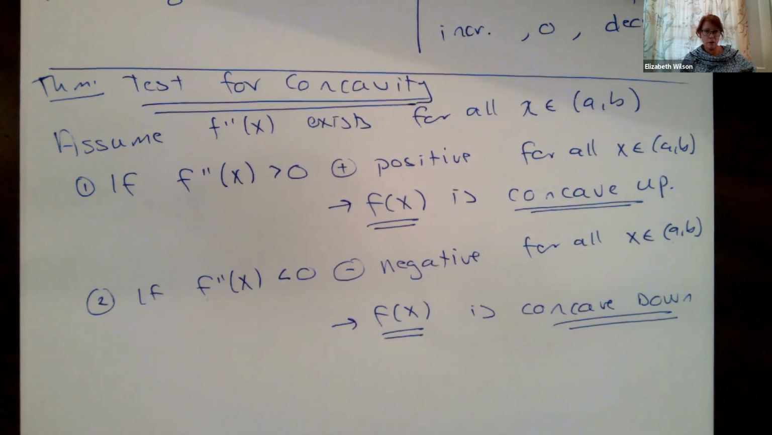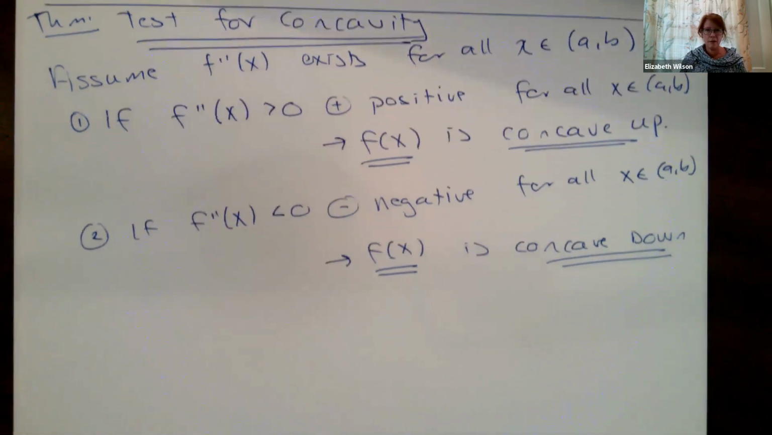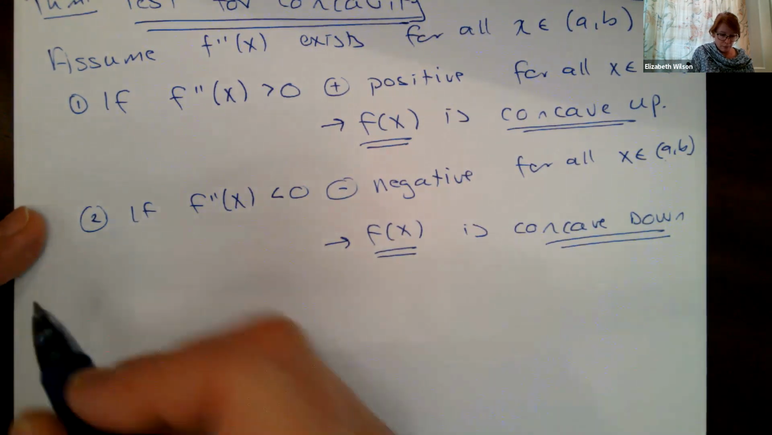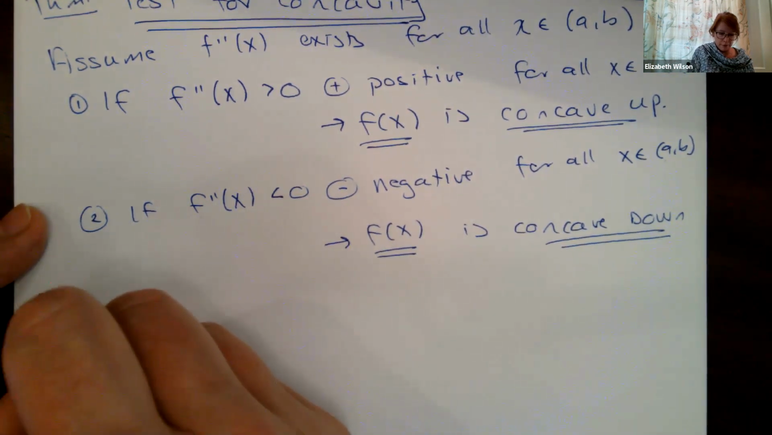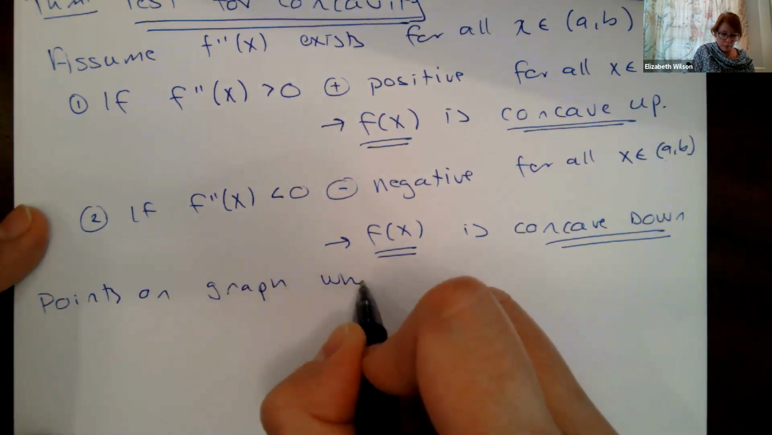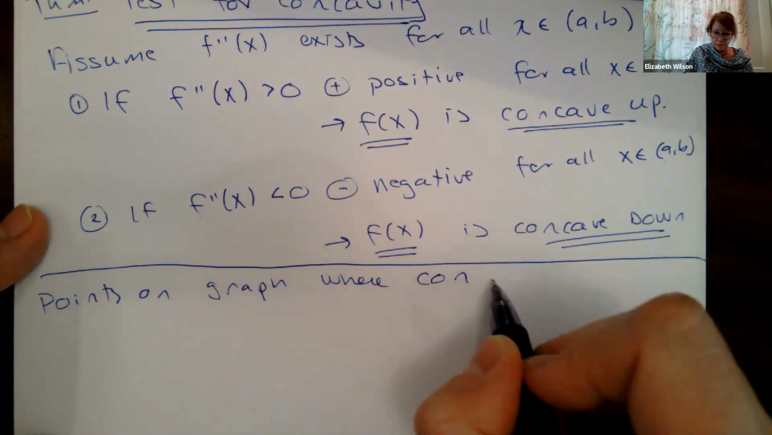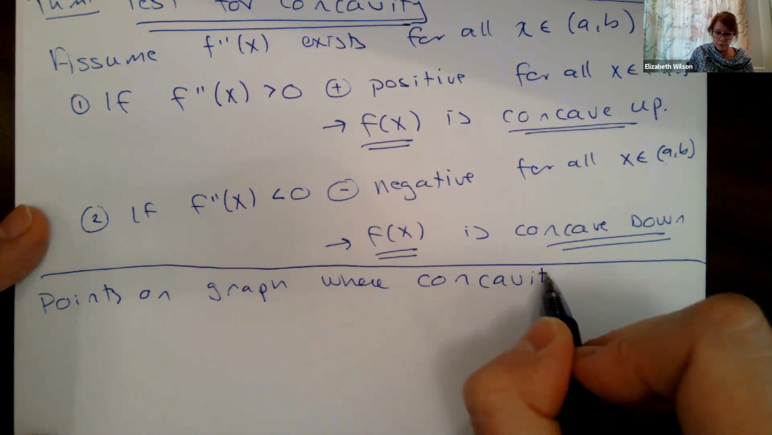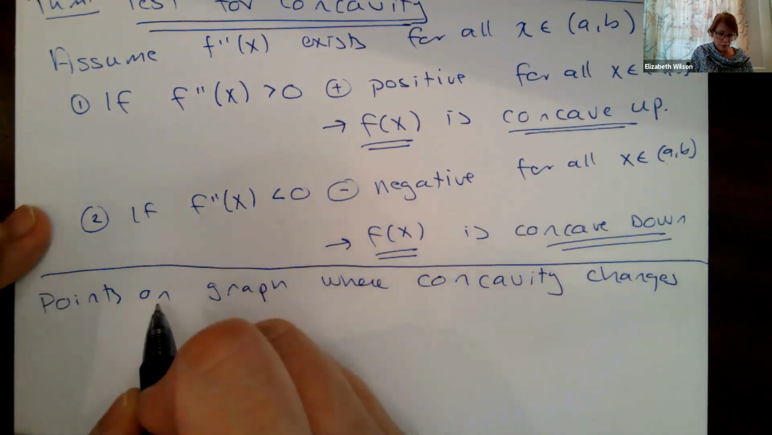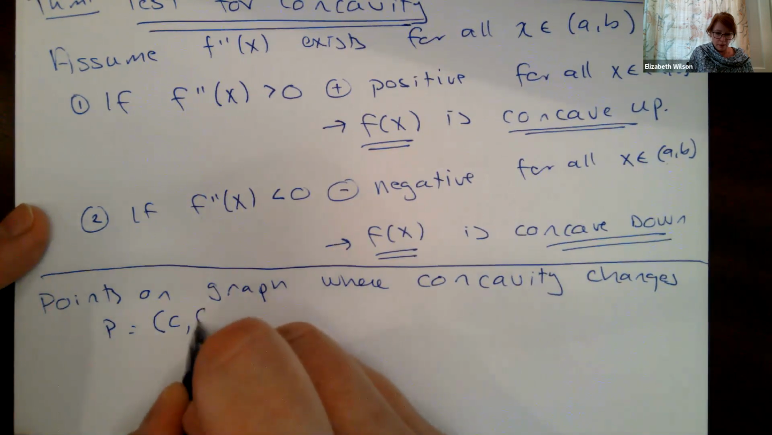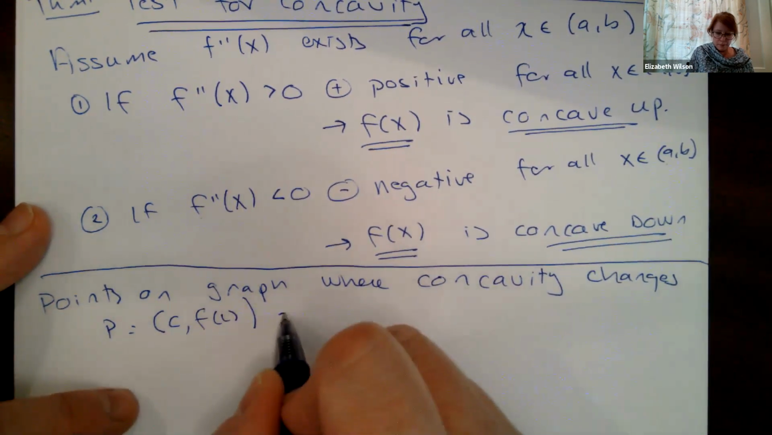Okay. So now if we think about this on our graph, how do we define these intervals, right? We said for these intervals a to b. How do I think about these intervals? So the points on the graph where the concavity changes are called inflection points. This is c, that's like our critical point. f of c is an inflection point.